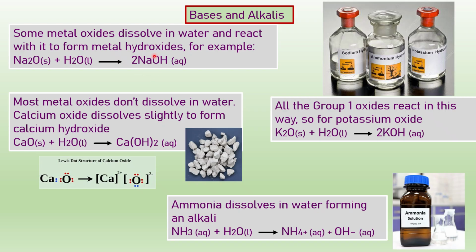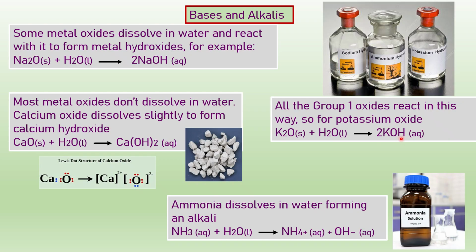If it has a hydroxide ion, it is an alkali. All the group 1 oxides react in this way. So what's below sodium in group 1? Potassium. The formula of potassium oxide is K2O. Again, it reacts with water and dissolves in it and forms potassium hydroxide.